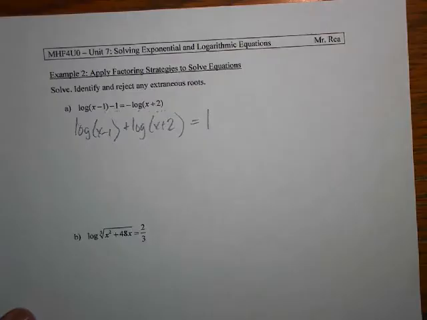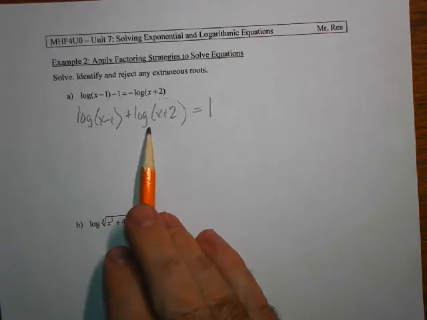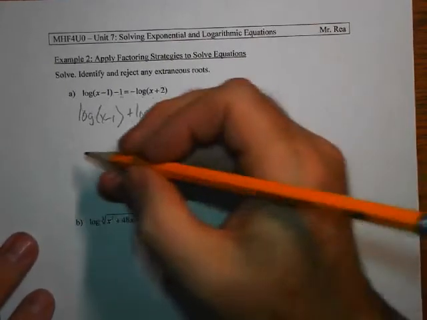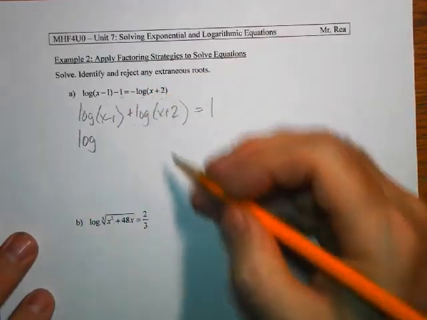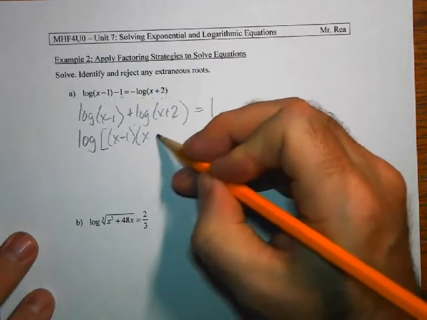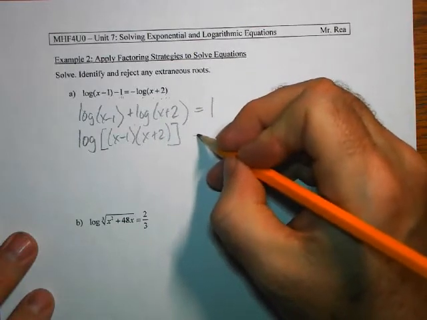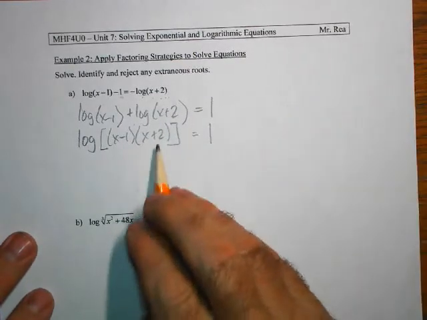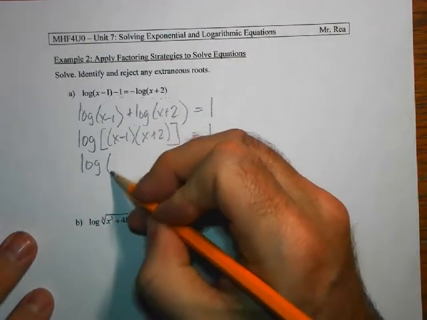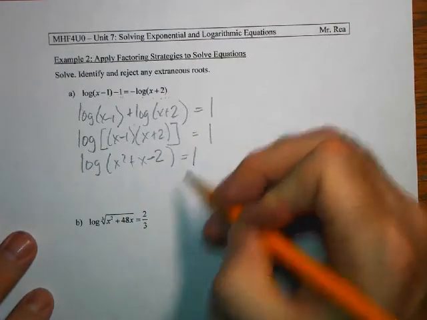Okay, now here's where our logarithm laws come in. We've got two logs that I'm adding together with the same base. So I can combine these into a single log by taking the product, multiplying the two logs together. So it's like multiplying x minus 1, x plus 2. That's equal to 1. So now I'm just going to expand this. I'm going to get log of x squared plus x minus 2 is equal to 1.